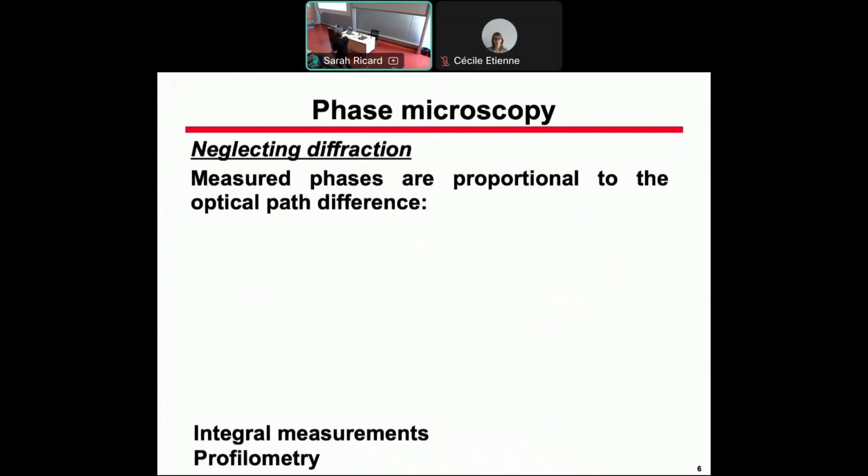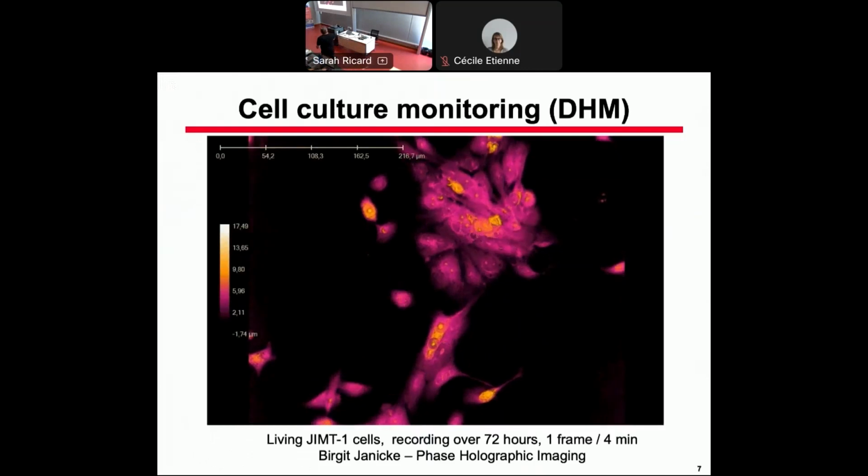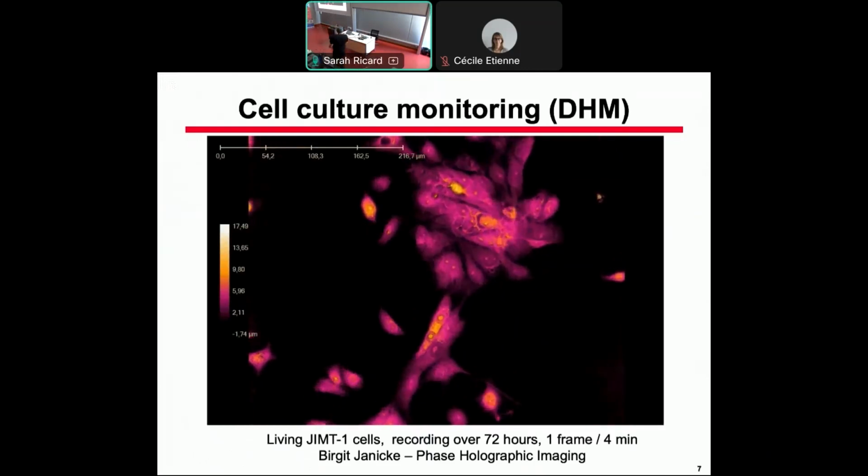So, phase microscopy: you measure phase differences. They are proportional to the optical path difference. So that is the equation. The trick is just here. It's an integral of variations of the optical index and thickness variations. There is no way to disentangle this because it's an integral. So when you go through the cell, you project something which is integrated along the direction of propagation. Anyway, you can make many interesting things.